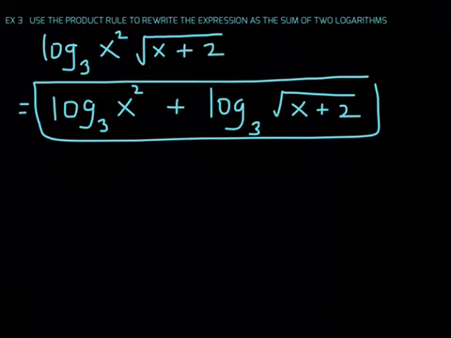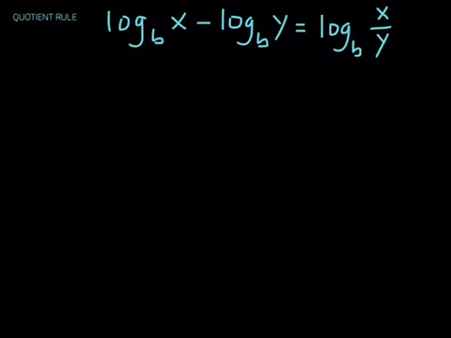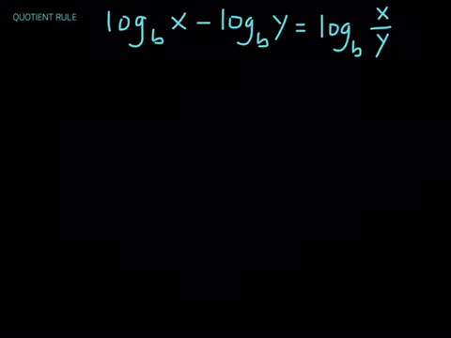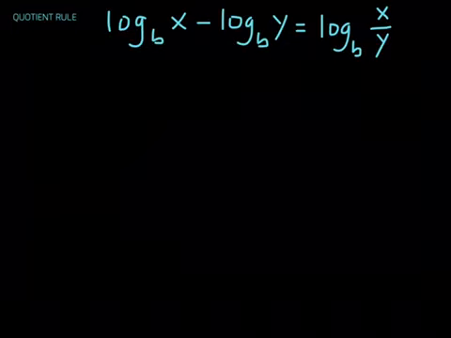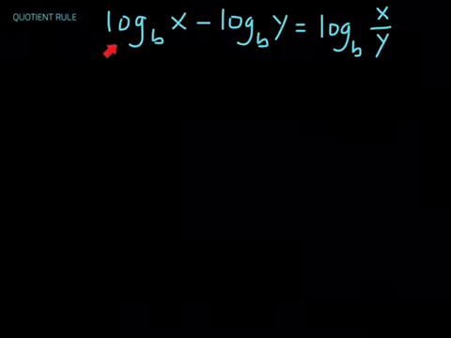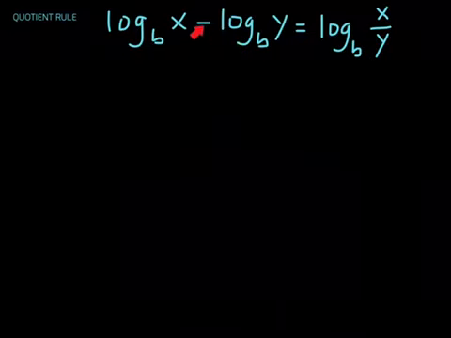Cool deal. Okay, the second rule is the quotient rule. Let me write that for you now. Okay, here it is. Log base b of x minus log base b of y is equal to log base b of x divided by y. The left-hand side looks almost identical to the product rule, except instead of a plus sign, it's a minus sign.